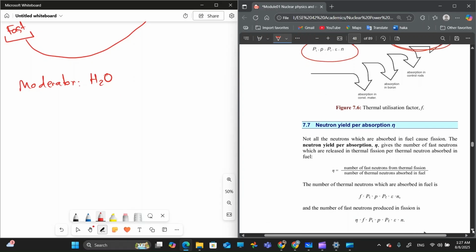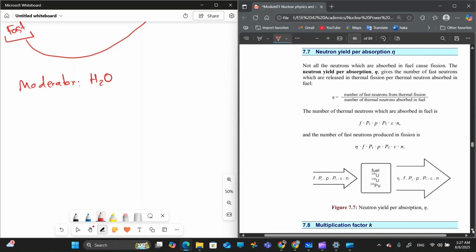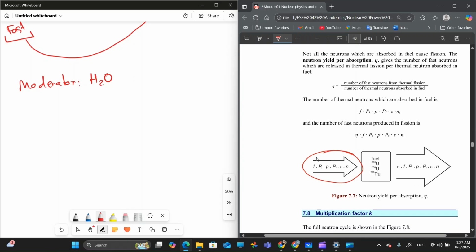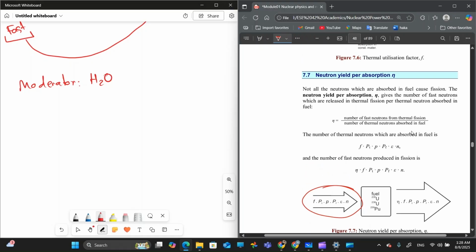Now the last part is you have this number of neutrons that are absorbed by fuel, but not all of them can actually fission. Only a part of them fission. So this ratio is called neutron yield per absorption.